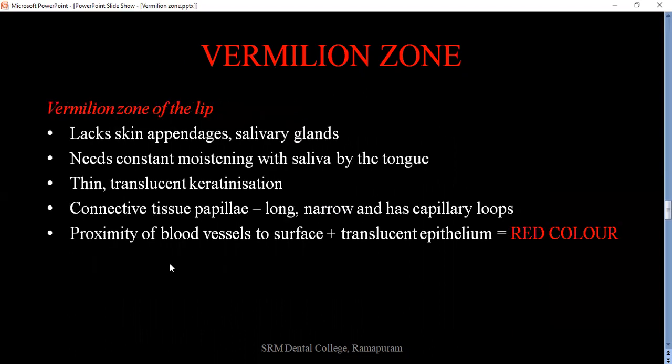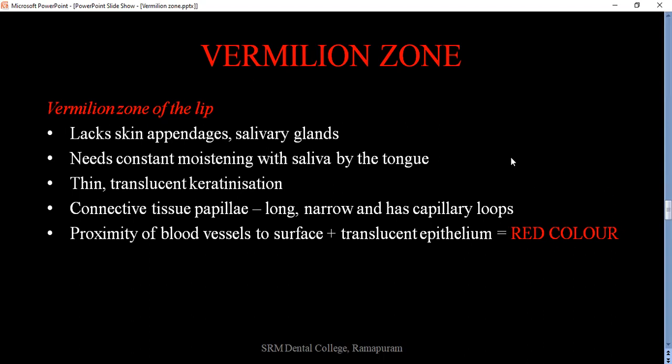And what are the peculiarities of the Vermilion zone or the red zone? It lacks both the skin appendages that you see on the outer skin and the minor salivary glands that you see on the inner labial mucosa. Any guess why we constantly wet our lips with saliva? Only because this zone doesn't contain minor salivary glands. That is why we constantly moisten our lips with saliva by the tongue.